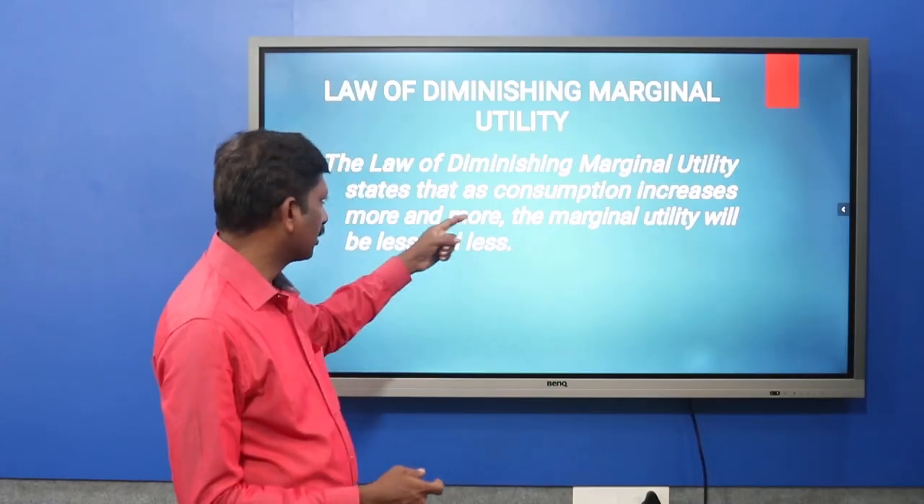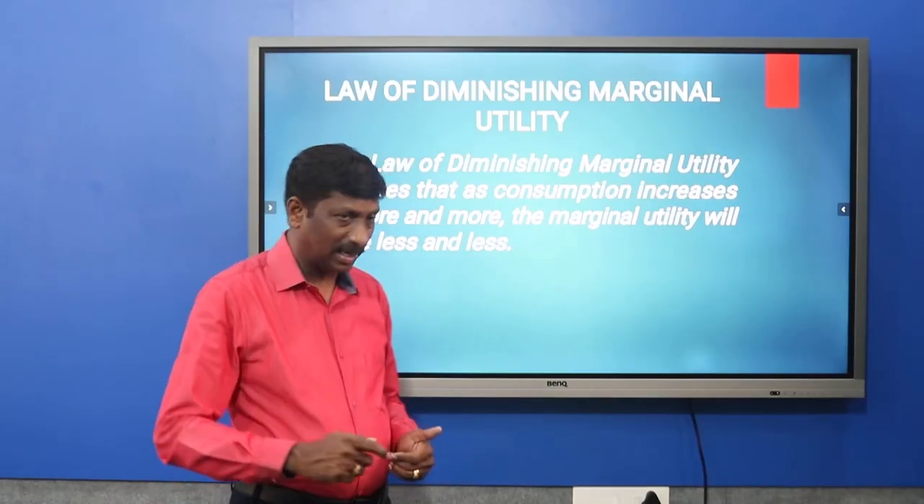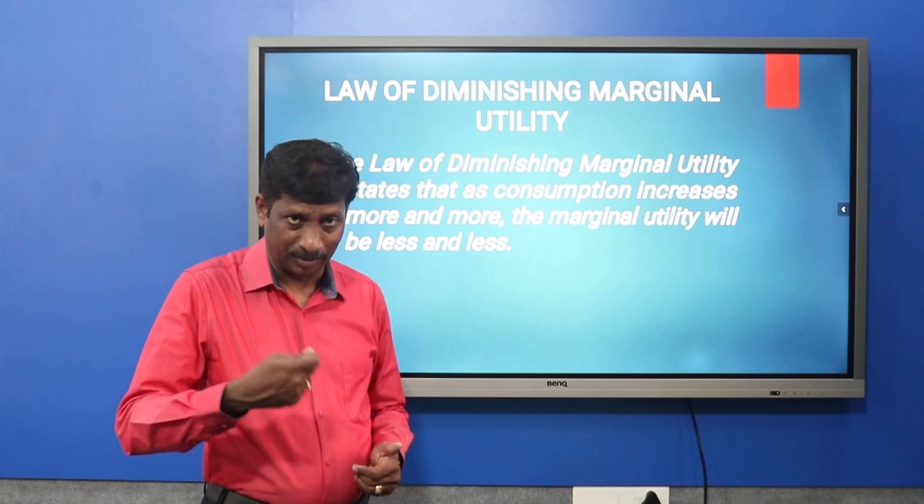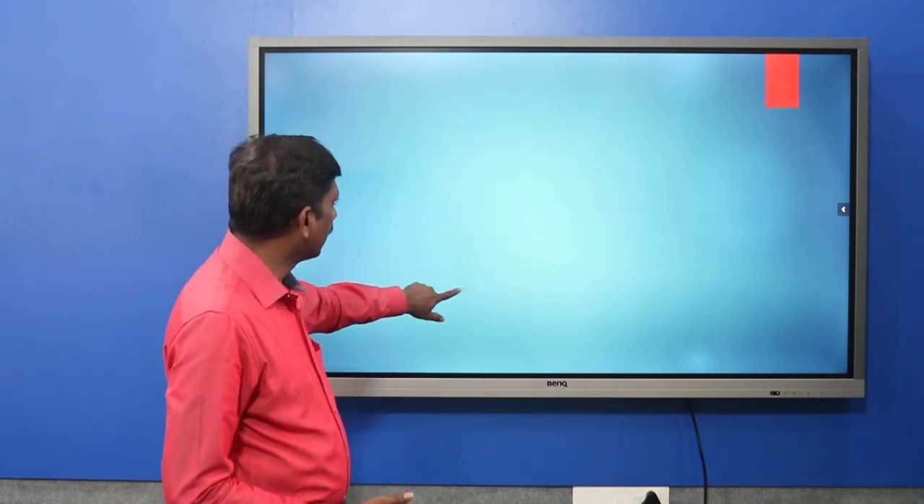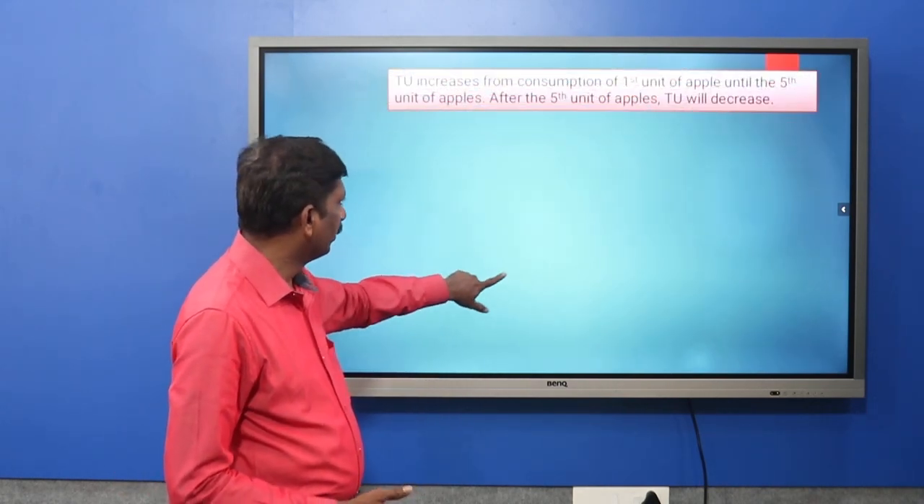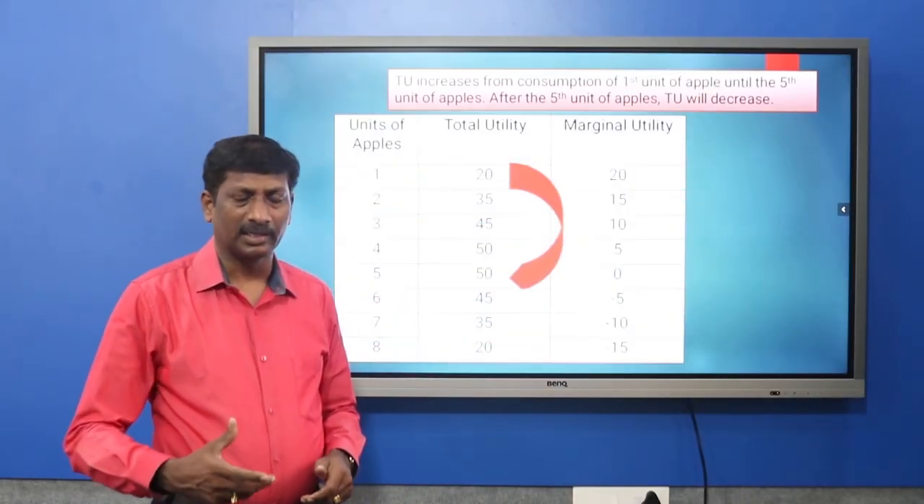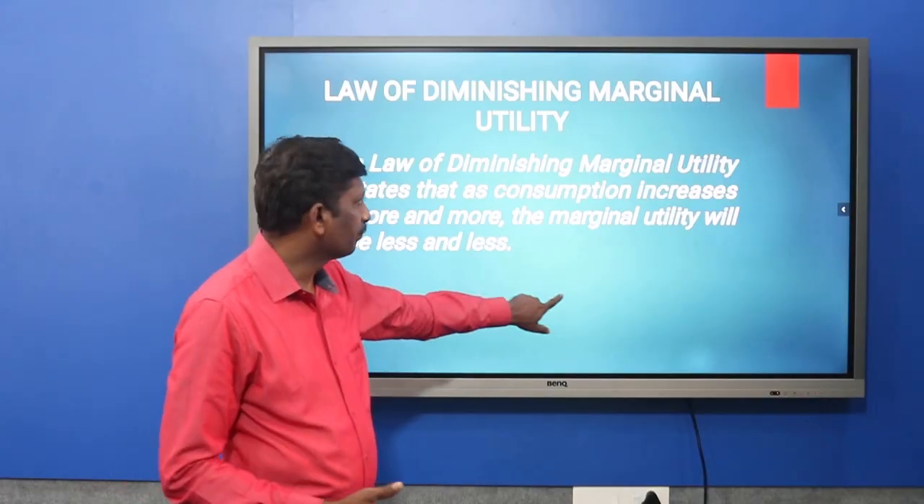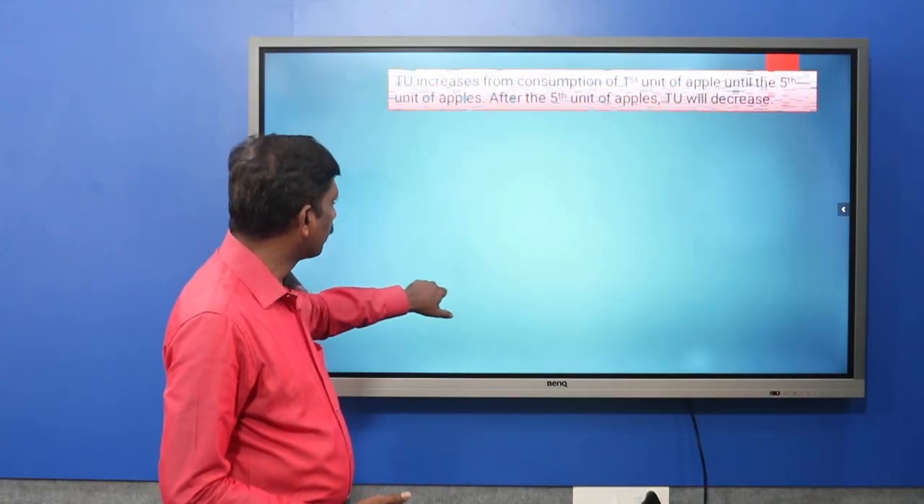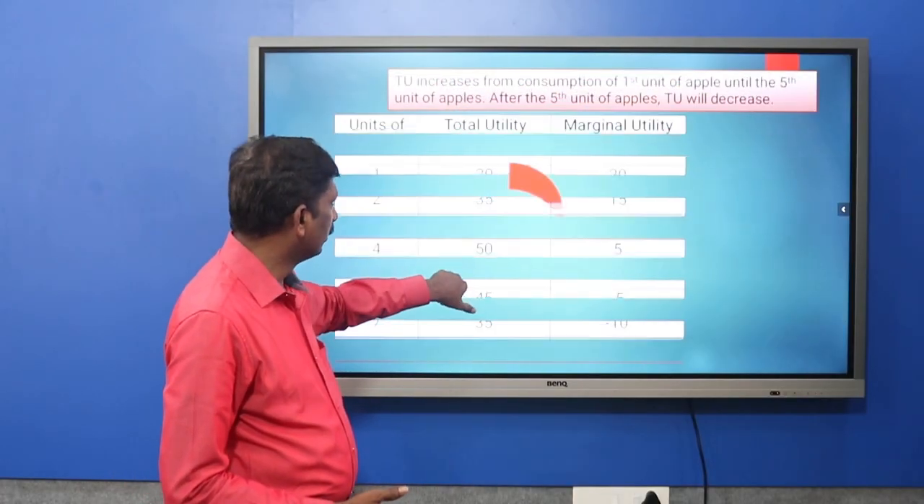The law of diminishing marginal utility states that as consumption increases more and more, the marginal utility, that means extra satisfaction, additional happiness, will be less and less. This theory can be explained with the help of a table.